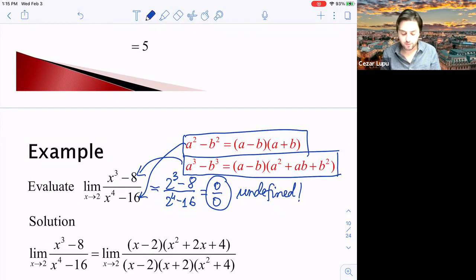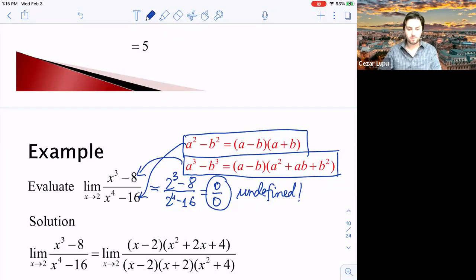The difference of cubes for the top and difference of squares for the bottom, sorry. And once we do this, we can factor the top as x minus 2 times x squared plus 2x plus 4, and the bottom can be factored as x minus 2 times x plus 2.